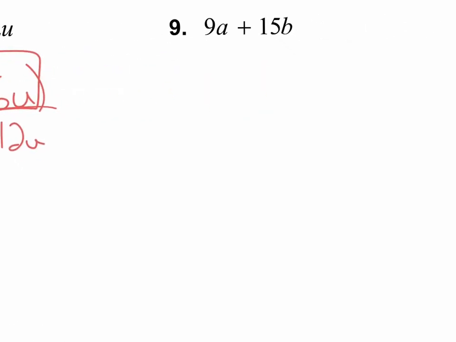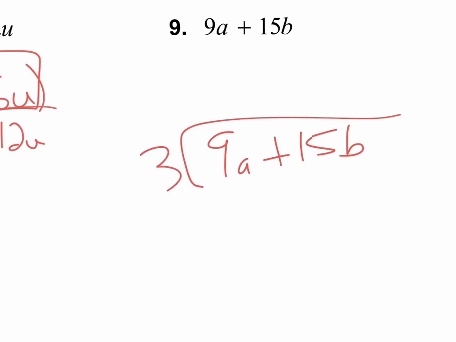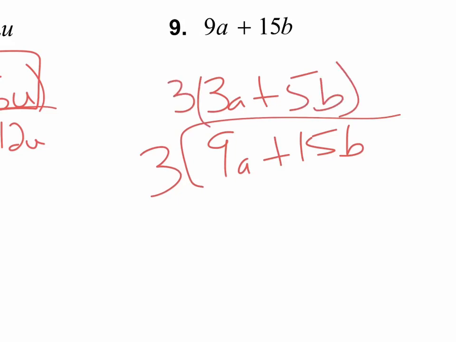Okay, what goes into 9 and into 15? We should know 3 is the greatest common factor. So we get 3 out of there. 9a divided by 3 is 3a. Bring up the sign. 15 divided by 3 is 5b. Parentheses, and then you have that 3 out front, and this would be your complete answer.